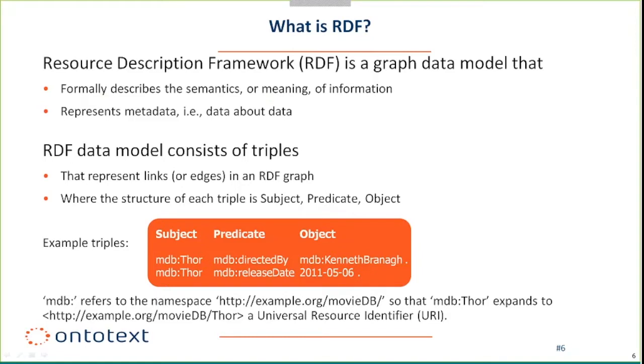And the triples are formed of a subject, a predicate, and the object, where the predicate is the link or the edge, and the subject and the object are two different nodes in your graph. Example triples from the movie example we just saw: you can describe, for example, the relationship between the movie and the director by also mentioning the link, or in the RDF context called predicate, here directed by. Also, the abbreviation MDB here refers to the namespace http://example.org/moviedb, so that MDB:Thor expands to this whole URI.